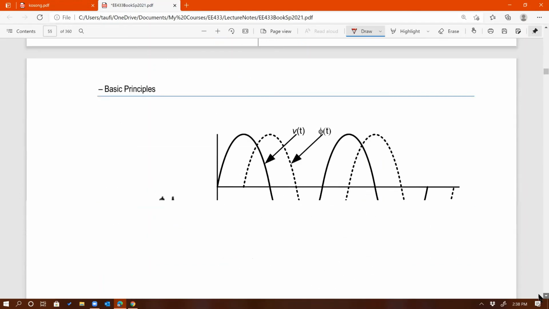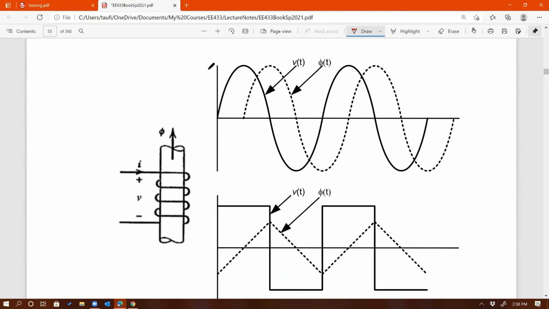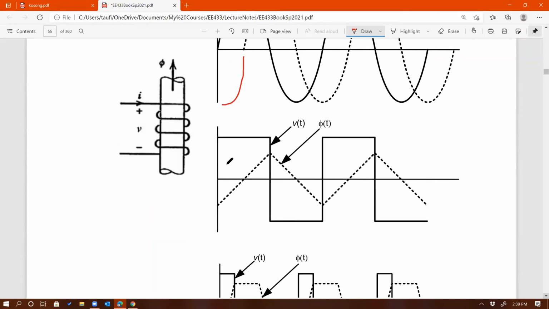For example, if the voltage equation is a sine wave, then the flux equation should be a minus cosine wave. So that's the flux shape with respect to time. There's the picture that shows we are applying voltage, and what we want to relate now is the shape of the flux waveform with respect to voltage.